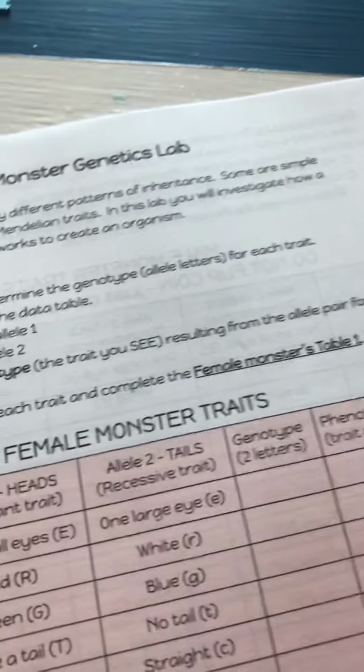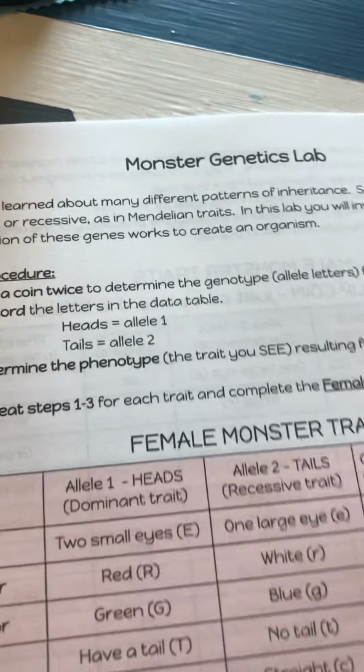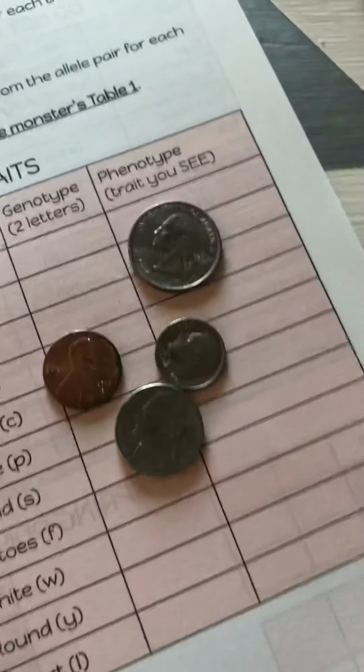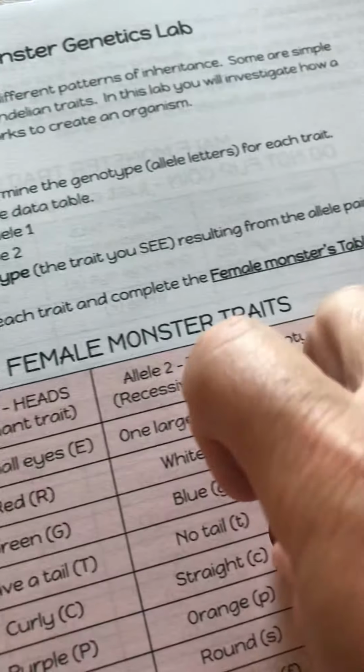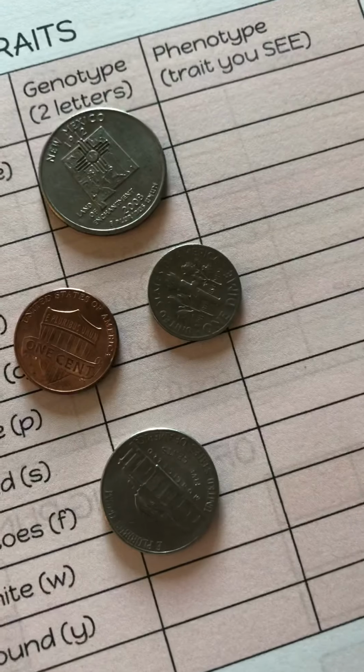Good morning. I'm going to go over the Monster Genetics lab today. You're going to need at least one coin. So I've got all the coins out here, just so you can see. This is heads. The head is where the face of the person is, and then tails is the other side. So it kind of looks like this.